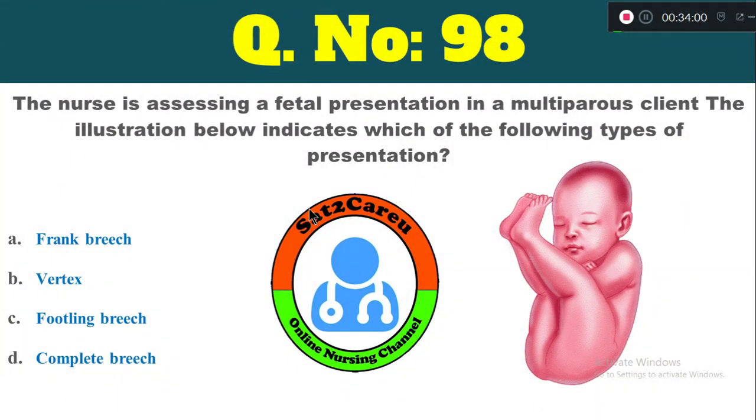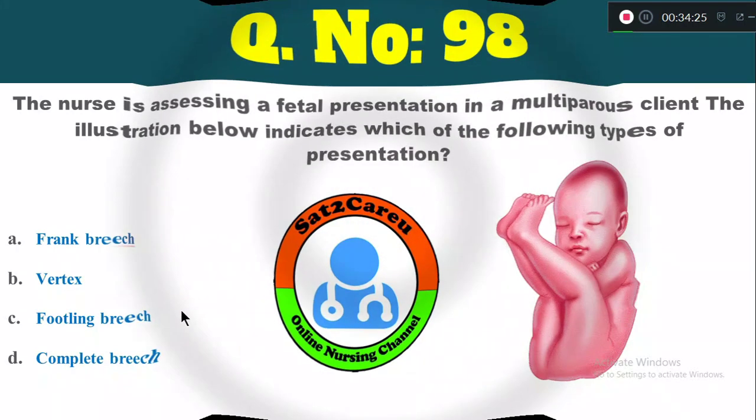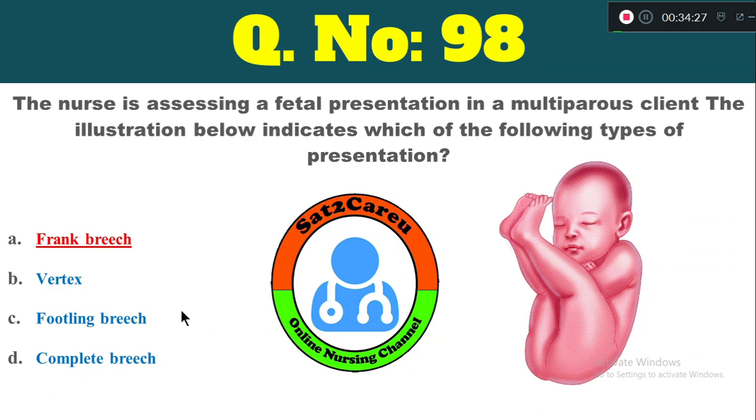Question number 98. The nurse is assessing the fetal presentation in a multiparous client. The illustration below indicates which of the following types of presentation? Option A, frank breech. Option B, vertex. Option C, footling breech. Option D, complete breech. So this type of presentation is called frank breech presentation.